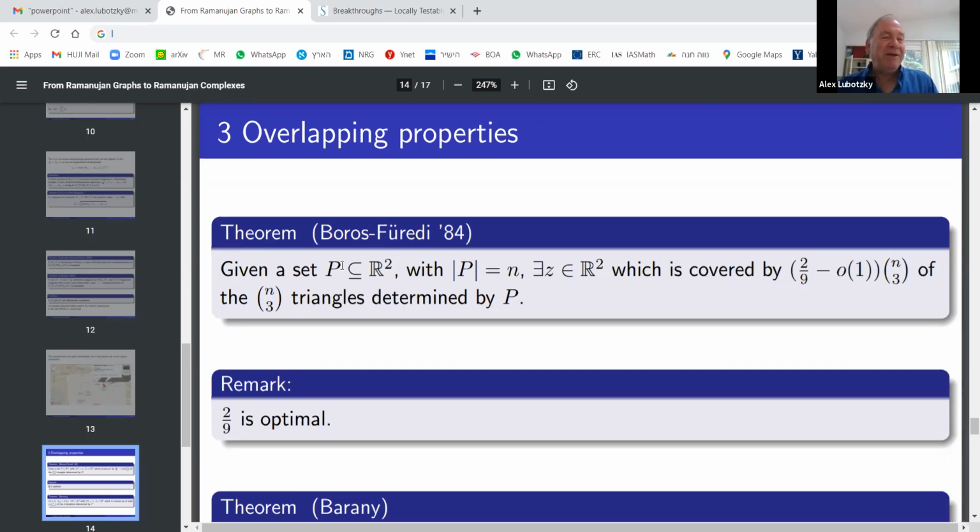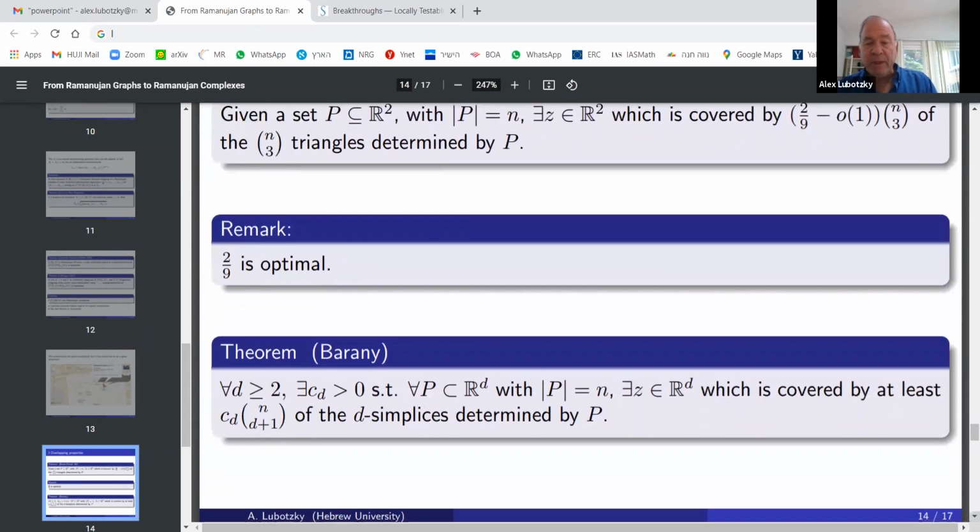It's a beautiful theorem in convexity theory. Whatever you do, it won't help you. At least 2/9 of them will intersect, and it was later proved that 2/9 is optimal.